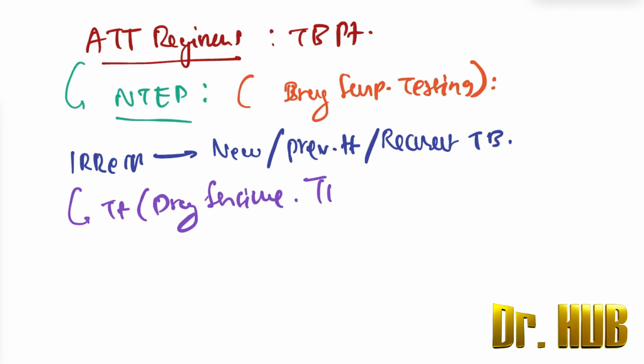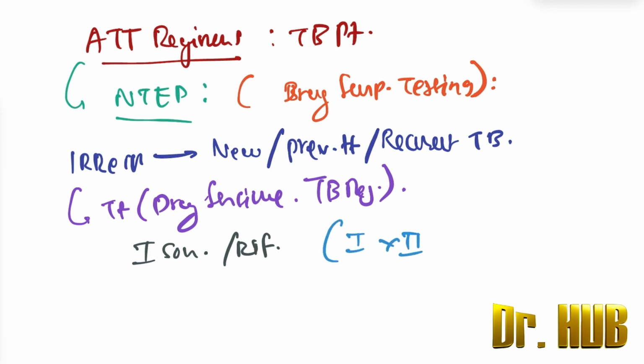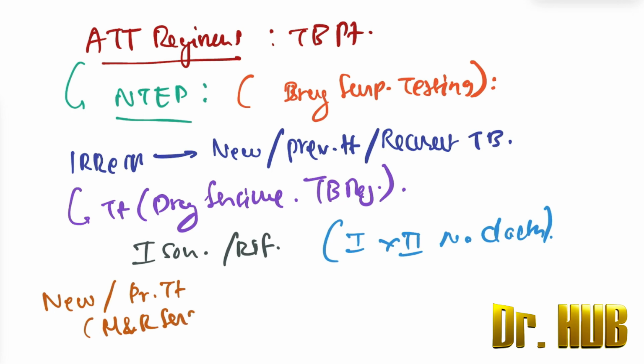This is the drug sensitive TB regimen, as long as the patient is sensitive to isoniazid as well as rifampicin. So there is no classification into category 1 and 2. Whatever the type of TB case, new or previously treated, this will be the H and R sensitive regimen.